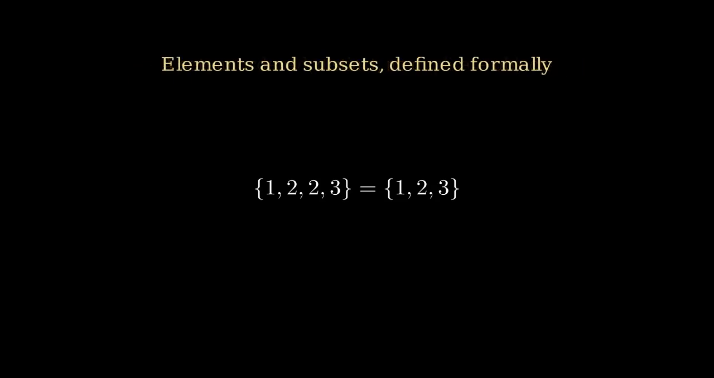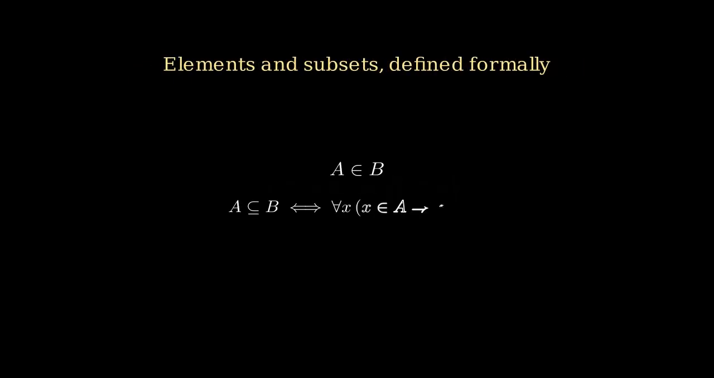We write A is an element of B to mean A is a member of the collection B, and A is a subset of B means every single element of A is also an element of B. Formally, for all x, if x is an element of A, then x is an element of B.